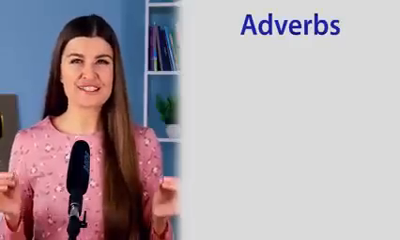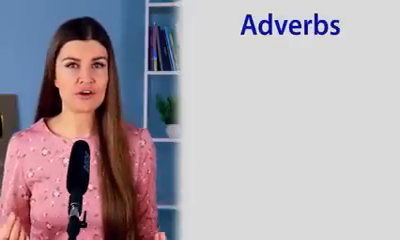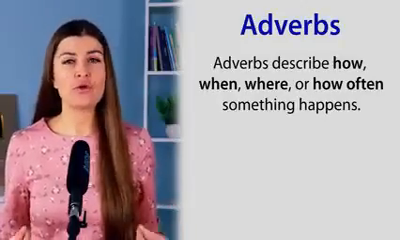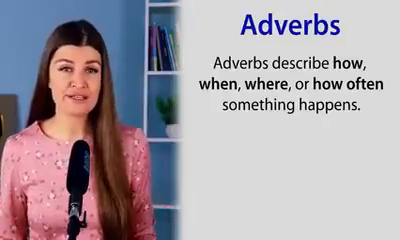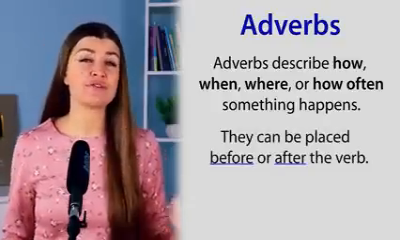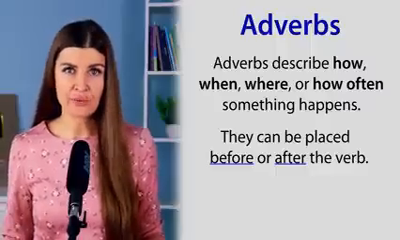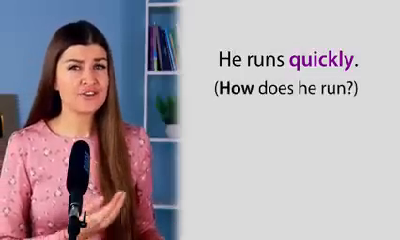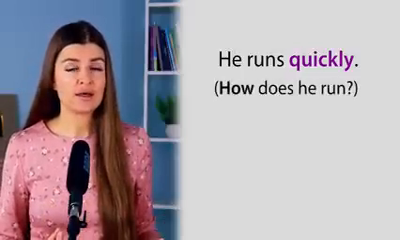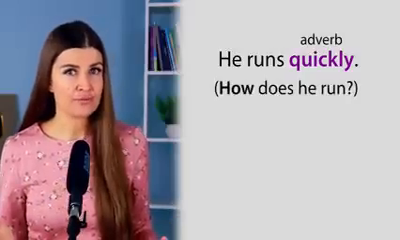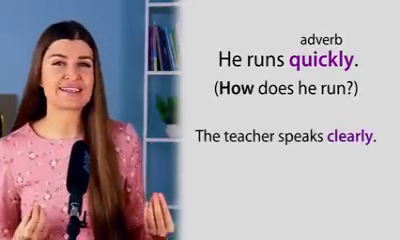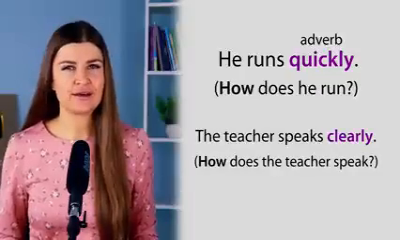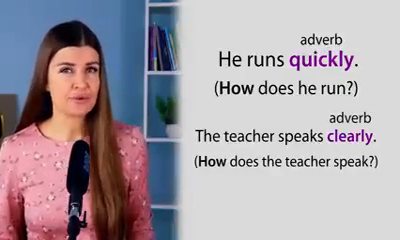We also use adverbs to describe verbs. Adverbs describe how, when, where, or how often something happens. They can be placed before or after the verb. For example, he runs quickly. How does he run? Quickly. Quickly is an adverb. The teacher speaks clearly. How does the teacher speak? Clearly. Clearly is an adverb.